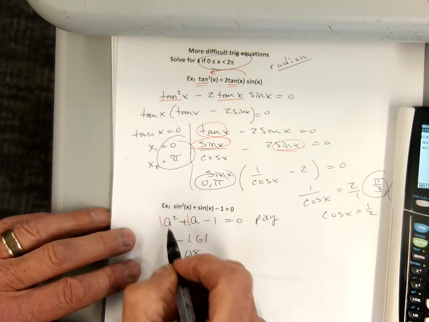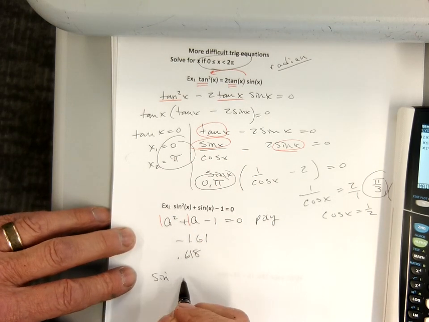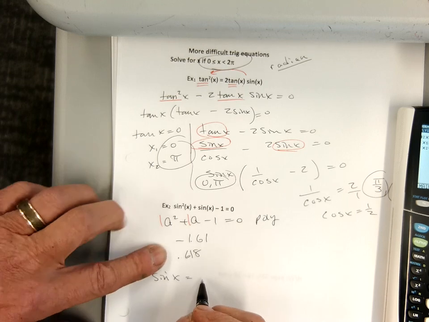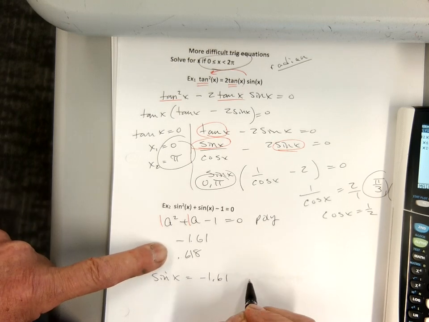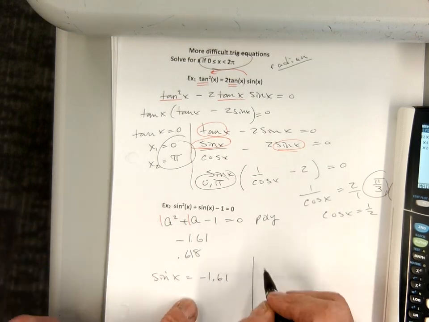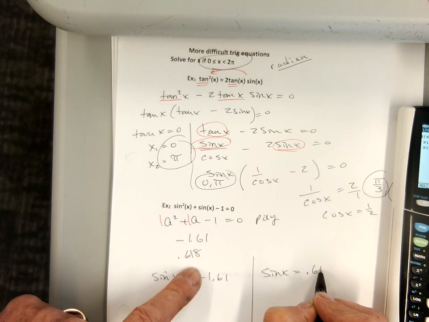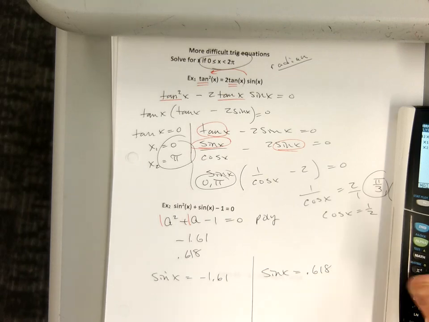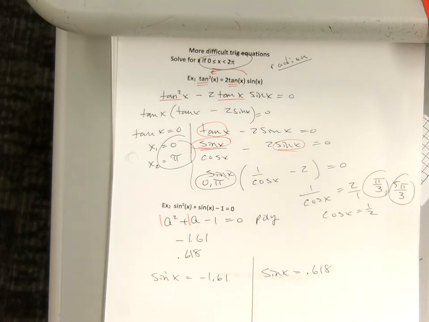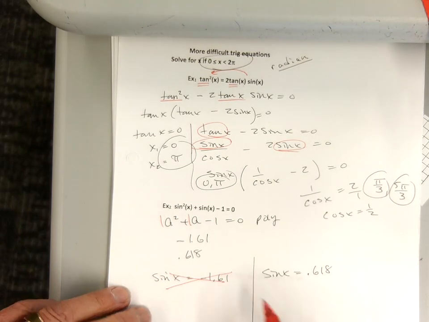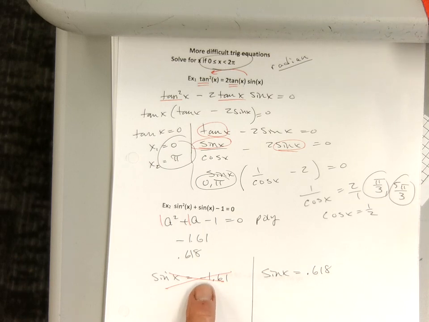That just means sine is equal to that. So sine of x is equal to negative 1.61 and sine of x is equal to 0.618. Now I've got to solve for x. Right off the bat, I'm going to throw that one away. Hopefully everybody knows why. Sine can't be bigger than negative 1 because it's the unit circle, so it has a radius of 1. But this one I can do.